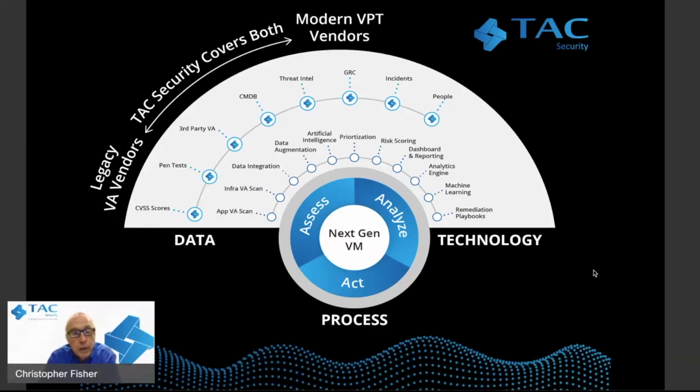And then we augment the traditional VA data with AI to help you with a prioritized risk scoring that you can use to pick out the vulnerabilities that have to be patched first to influence risk quickly. We combine the risk scoring with our dashboard and reporting and an analytics engine and machine learning to give you real ability to drill into these vulnerabilities and decide what, if I fix these first, will have the biggest impact on reducing risk in my environment. And then we provide remediation playbooks, which give you tailored remediation to address those highest impact vulnerabilities.